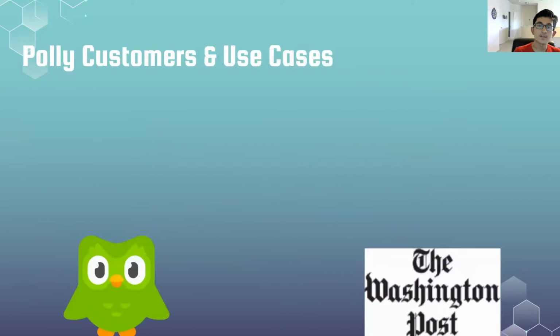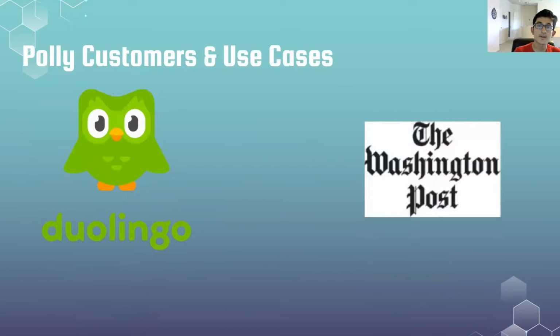Now, two of Polly's most famous customers are Duolingo and the Washington Post. In case you haven't heard of Duolingo, it's a website or app that helps learners around the world learn different languages. And of course, this works nicely with Polly because Duolingo can just use a Polly voice in the language that the user is learning. And yeah, that's pretty useful for Duolingo. And then the other one is the Washington Post, which uses Polly voices so that listeners can, instead of reading articles, just hear them on different platforms.